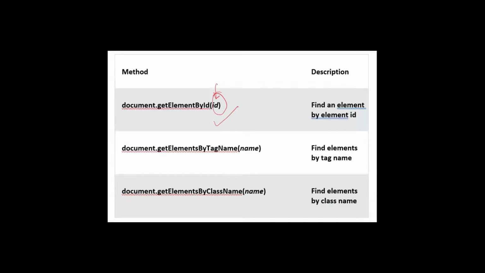The next method that you can use is document.getElementsByTagName, elements by tag name. This is used for XML mostly. And the third one is document.getElementsByClassName, so you can also access the elements by the class name.